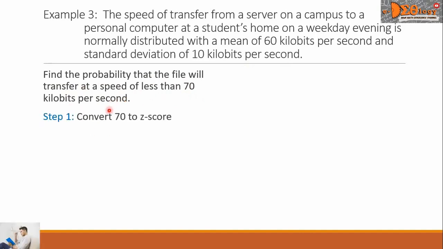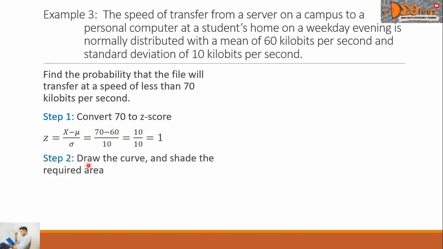For step 1, we're going to convert this 70 to z-score. We use the formula z equals capital X, that is the value 70, minus mu, which is the mean, over sigma, and this is the standard deviation. Substituting the corresponding values, we have 70 minus 60 all over 10. 70 minus 60 is 10, and we divide this by 10, z equals 1.